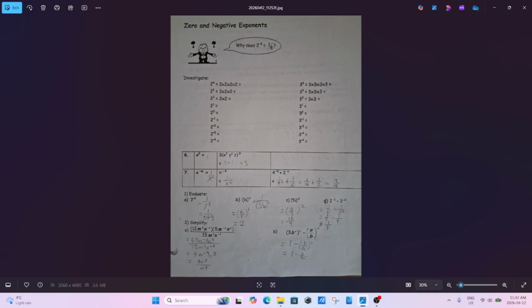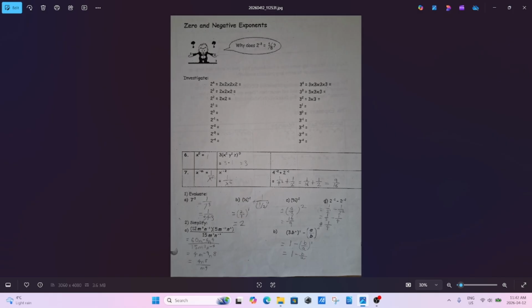Zero and negative exponents. Why does 2 to the negative 3 equal 1 divided by 8? And so there's an activity where you can investigate. So 2 to the 4 equals 2 times 2 times 2 times 2. 2 to the 3 equals 2 times 2 times 2. 2 to the 2 equals 2 times 2. 2 to the 1, that's just 2. 2 to the 0 is equal to 1. Any number to the exponent 0 is 1.